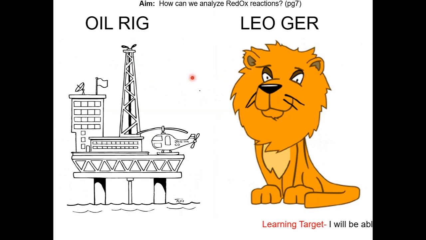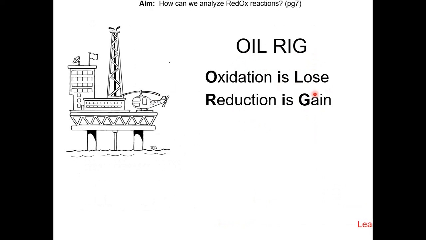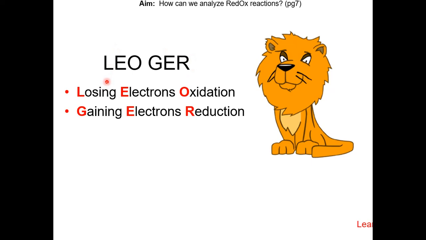Here are some catchphrases to help you memorize oxidation and reduction. The first one is OIL RIG. Oxidation is lose, reduction is gain. LEO the lion says GER: losing electrons, oxidation; gaining electrons, reduction.